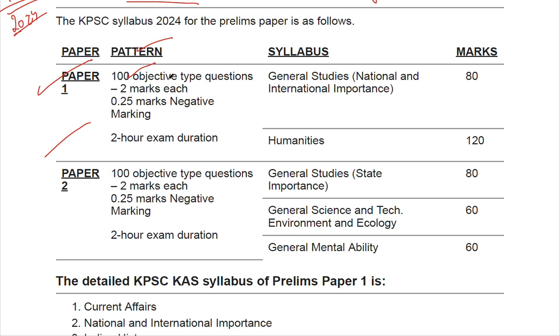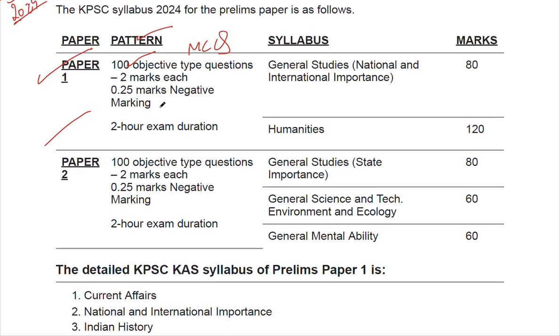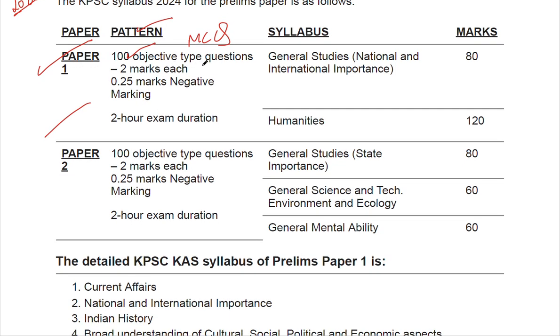There are 100 objective type questions, which is nothing but MCQs. You have to answer 100 MCQ questions, and here you will have 0.25 marks negative marking. So yes, it has negative marking, so we have to be careful whenever we are trying to answer these questions. And it is going to be a 2 hour exam duration. How many hours? 2 hour exam duration.